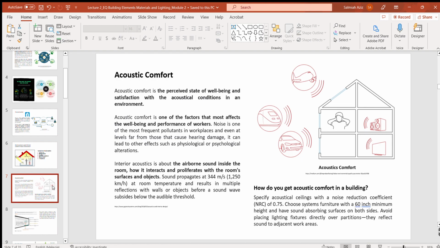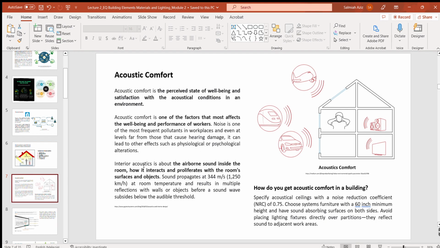Okay, alright. So acoustic comfort, what's that? Acoustic comfort is the perceived state of well-being and satisfaction with the acoustical condition in an environment. Acoustic comfort is one of the factors that most affects the well-being and performance of workers. Noise is one of the most frequent pollutants in workplaces and, even at levels far from those that cause hearing damage, it can lead to other effects such as physiological or psychophysiological alteration.